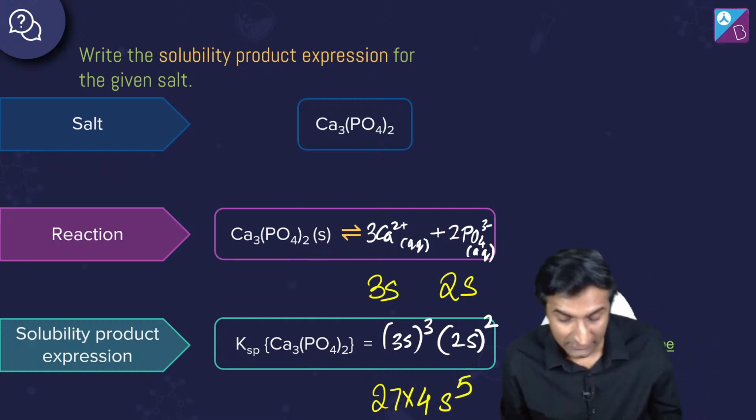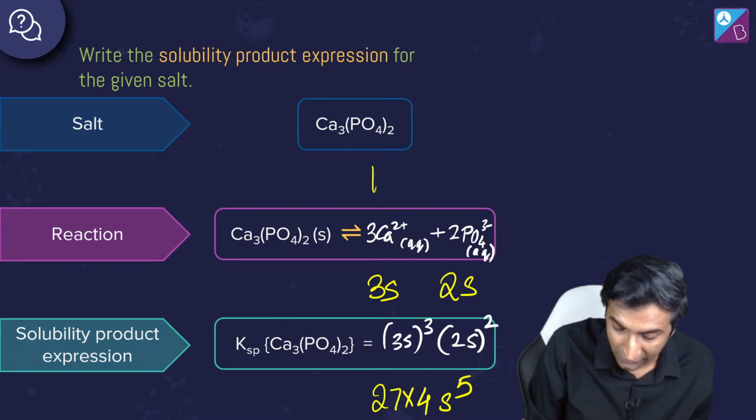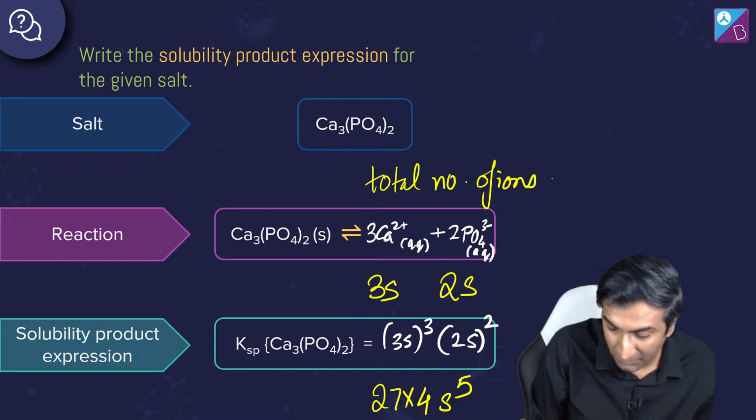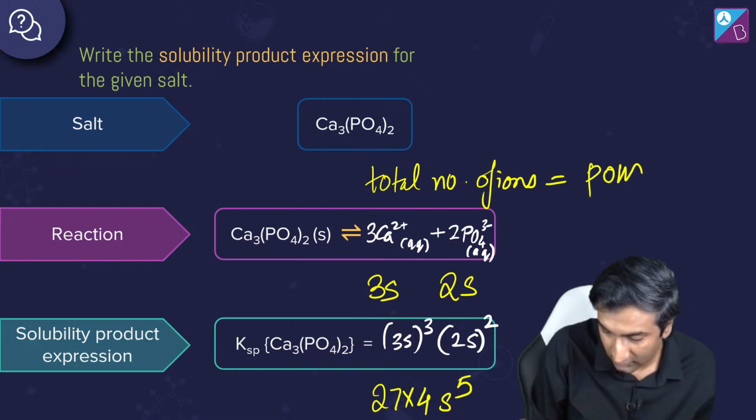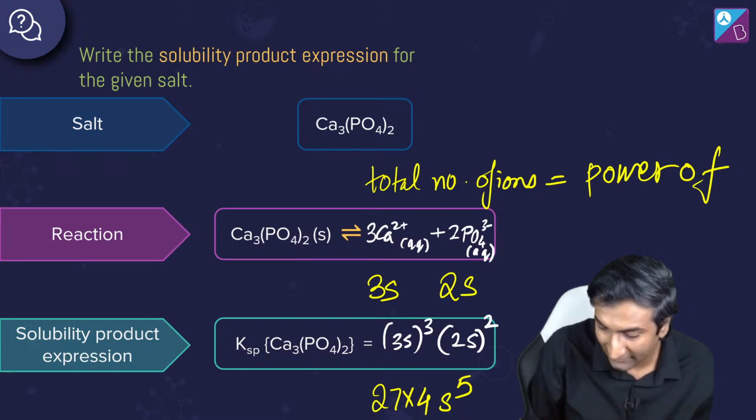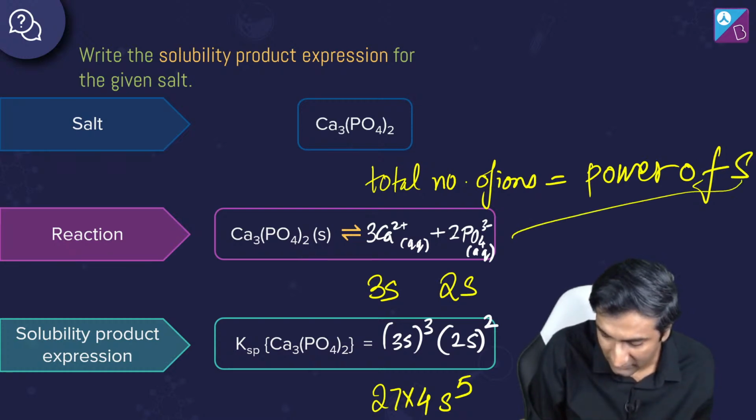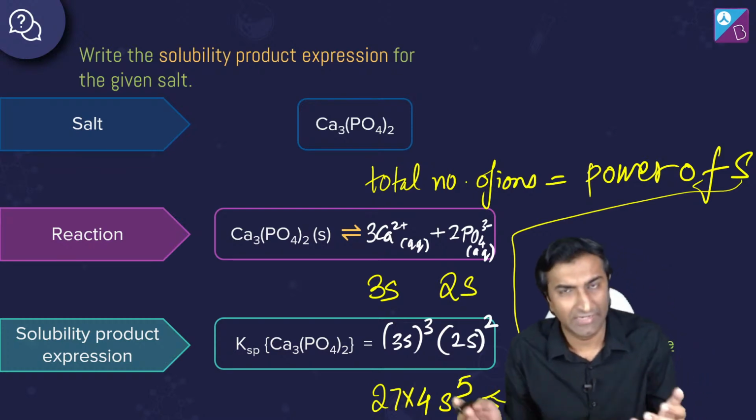What you have to cross check is, देखो, जो total number of ions है, that should be equal to the power of s. Okay, ये बहुत जरूरी है. Power of s यानी कि इस expression में. Which expression? In this expression over here. This is a cross checking thing.